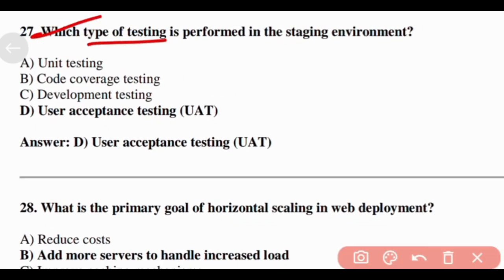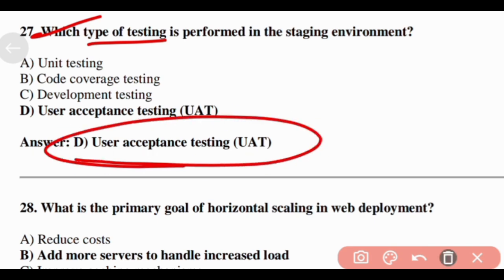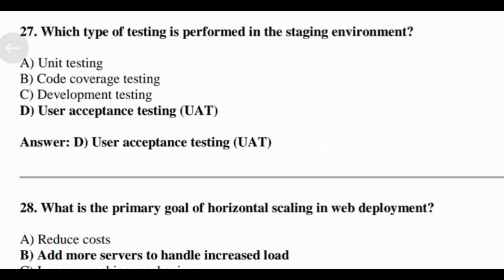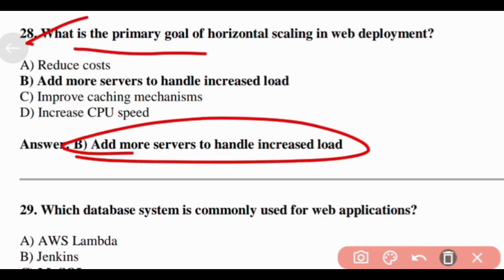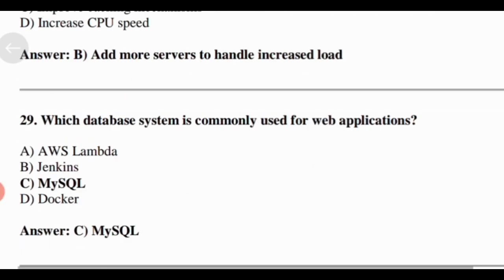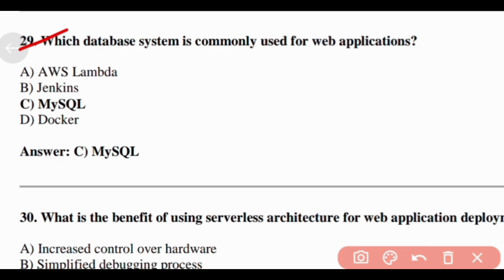Which type of testing is performed in the staging environment? User acceptance testing. What is the primary goal of horizontal scaling in web deployment? Add more servers to handle increased load. Which database system is commonly used for web applications? MySQL.